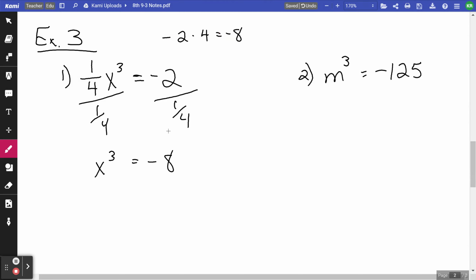So x cubed is negative 8. Well, to undo x cubed, we need to take the cube root. So we take the cube root of both sides. That means x is going to equal negative 2.